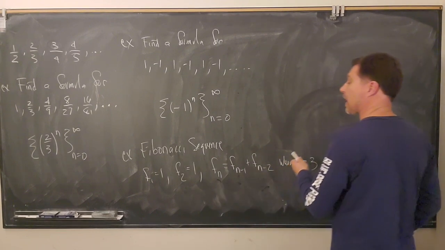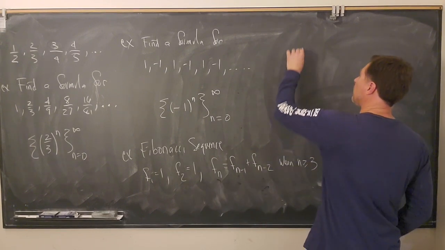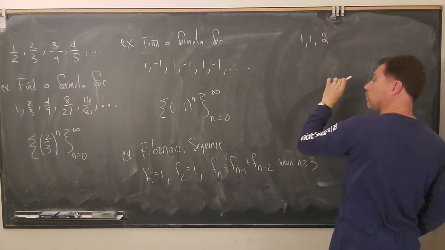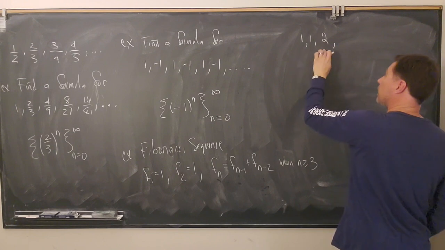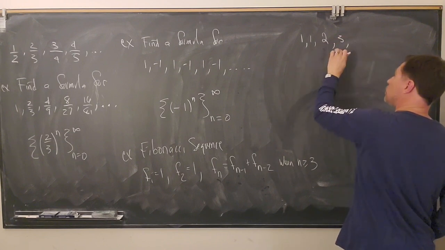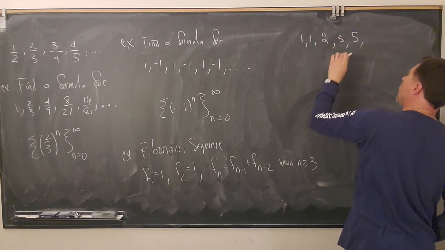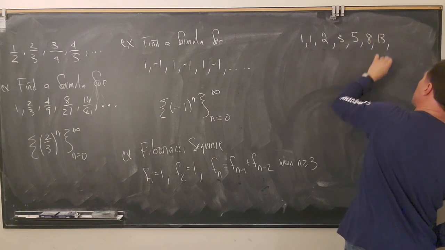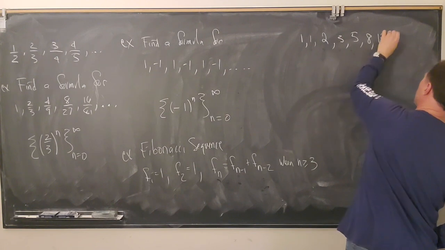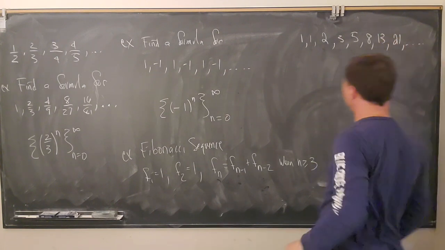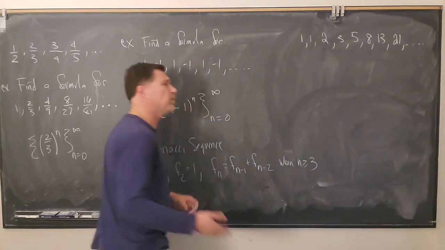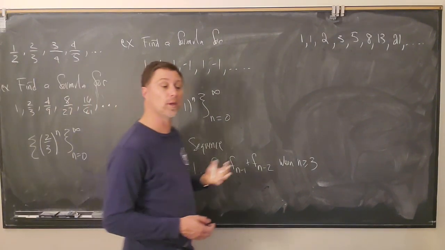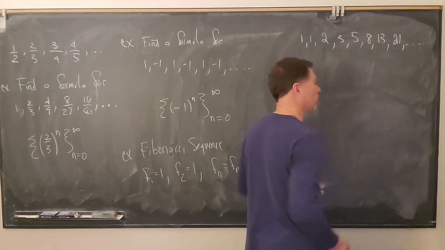So how does the Fibonacci sequence work if I was going to write it down as a list? 1, 1. Now add the previous 2. 1 plus 1 is 2. 1 plus 2 is 3. 2 plus 3 is 5. 3 plus 5 is 8. 5 plus 8 is 13. Add the previous 2, that'll give you 21, and so on. So it's a more complicated sequence in terms of formulas, but in the end, it's actually easy to compute additional terms. Just add the previous 2.